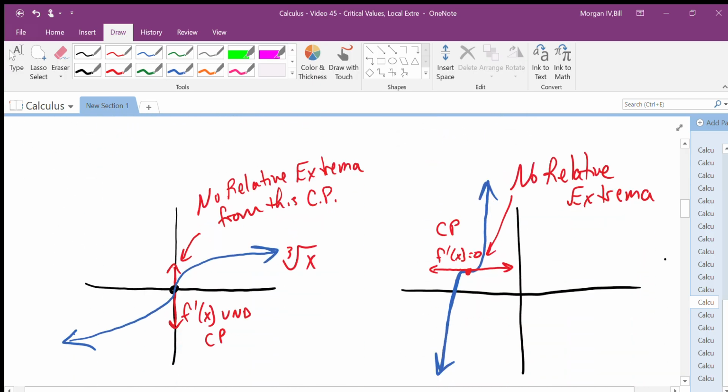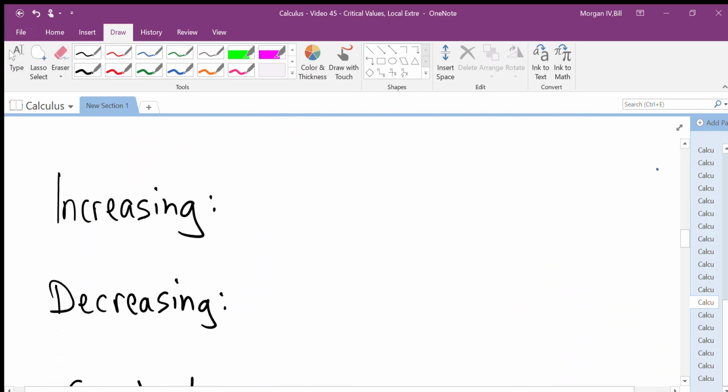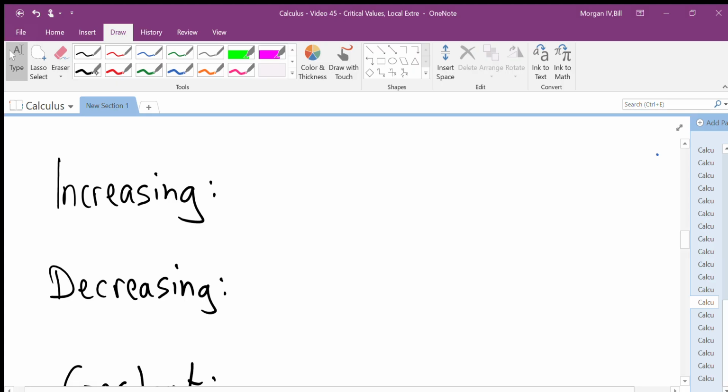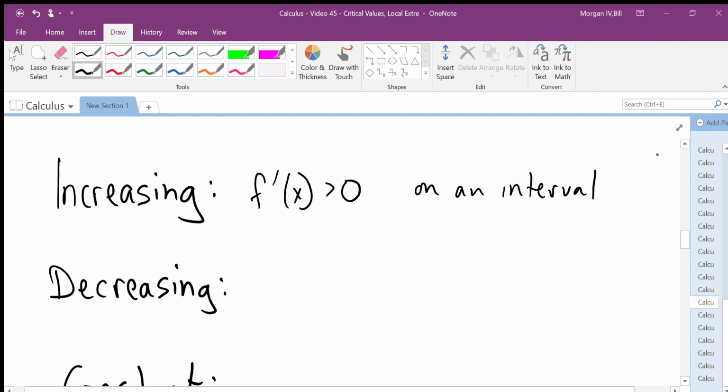Speaking of increasing and decreasing, here are the definitions. It's increasing if the derivative of x is greater than 0, if the slope is positive, on an interval. Increasing can only occur on a particular interval, not at a particular point. At a point, you're neither increasing nor decreasing. You're only increasing or decreasing or constant on an interval.